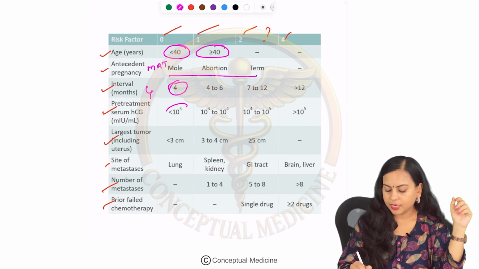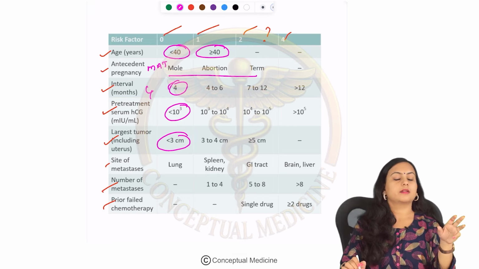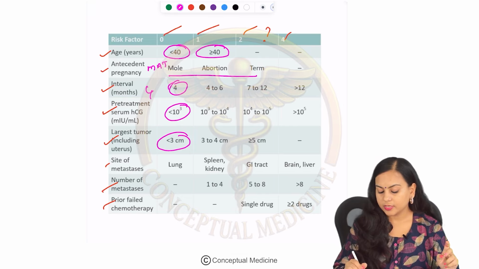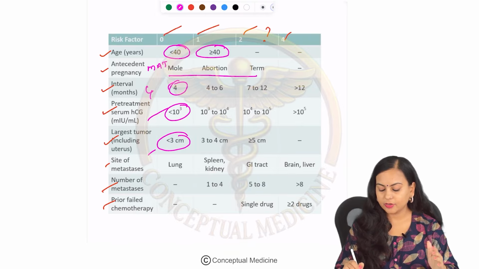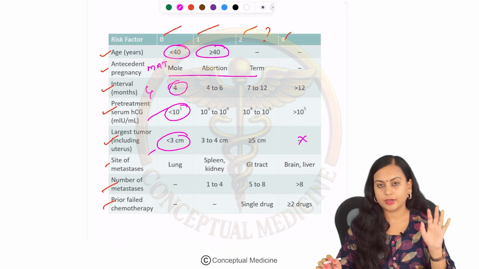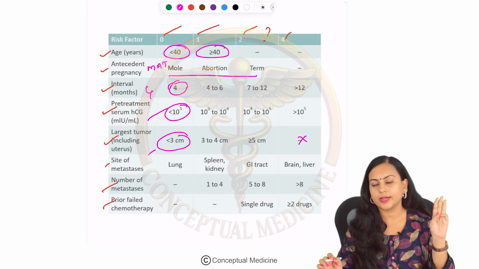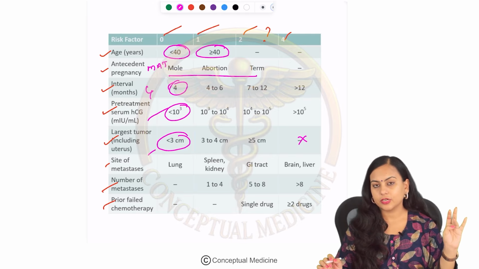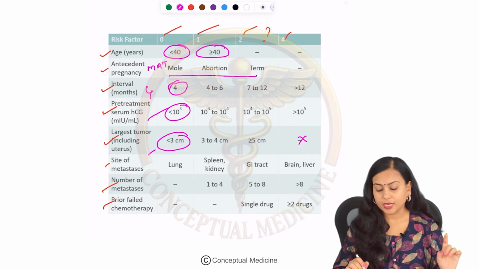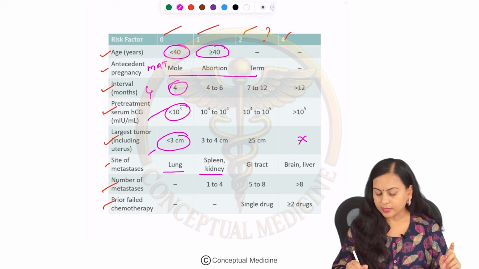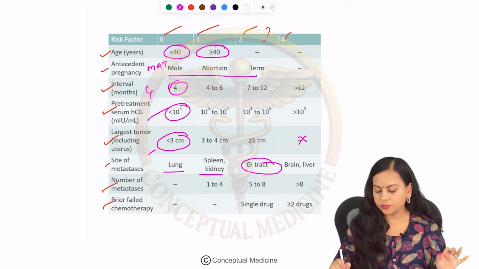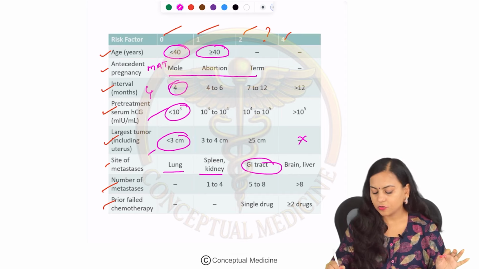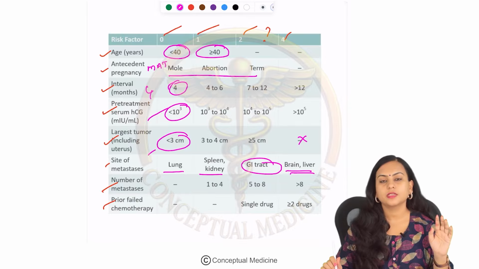Right? And pre-treatment beta HCG, and for the largest tumor you have to keep in mind number 3. So it is 10 to the power 3, 3 to 4, 4 to 5 and more than 5. Right? Then size of the tumor: less than 3, 3 to 4, more than 5, and here you don't have anything, you have to remember that. Only 3 values we are entering: less than 3, 3 to 4 and more than 5. Site of metastasis: it is lung for 0, spleen and kidney for 1, gastrointestinal tract for 2, and if it goes to brain and liver, we will give straightaway score 4.